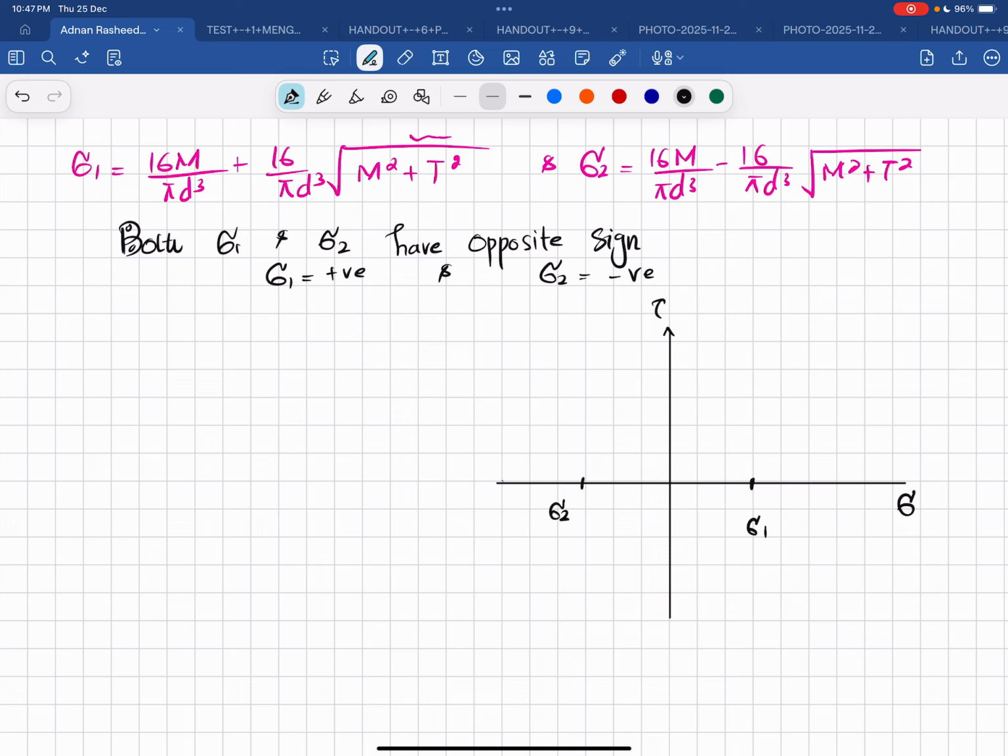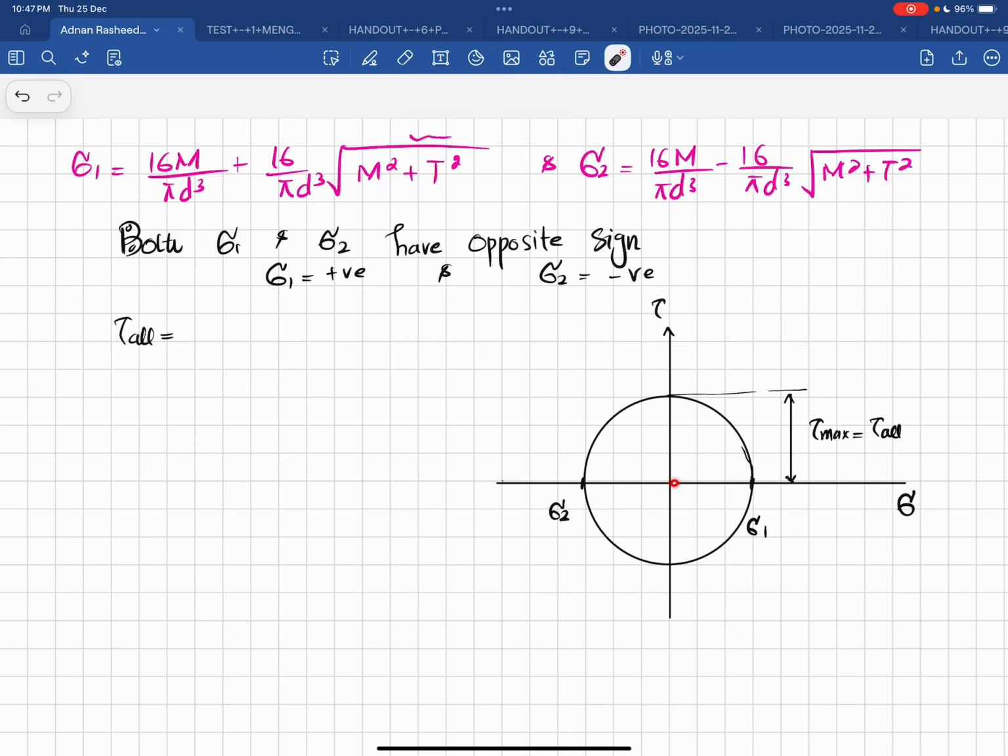Both have opposite signs. So the Mohr circle will be like this one. If I draw it like this, it will be the Mohr circle, and we will have this allowable shear stress or maximum shear stress. So this is maximum shear stress, or we can also say allowable shear stress. So this allowable shear stress will be equal to which one? You can see this is radius, this is also radius. So how will you find it?